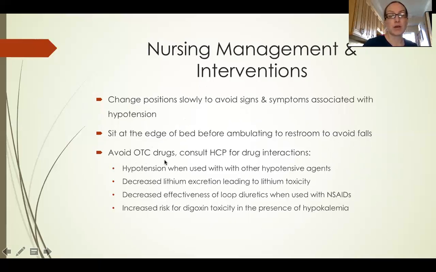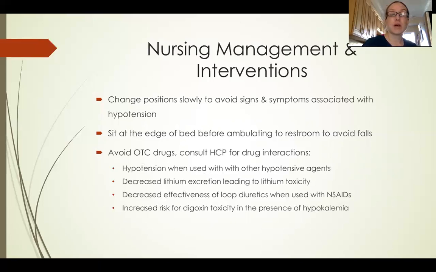Avoid other over-the-counter drugs. When using them, you should always consult your healthcare provider first. When used with other hypotensive agents, these medications can cause further drops in blood pressure. Lasix can also decrease lithium excretion, leading to lithium toxicity. So if they're taking lithium as well, they should be aware of that. There is also decreased effectiveness of loop diuretics when used with NSAIDs. So if they want to start taking aspirin and stuff like that, it could decrease the effect of loop diuretics.